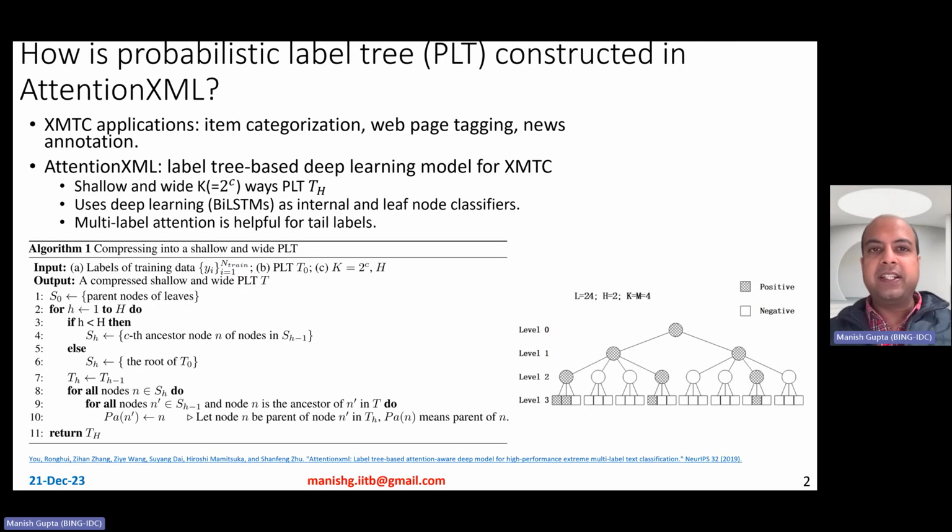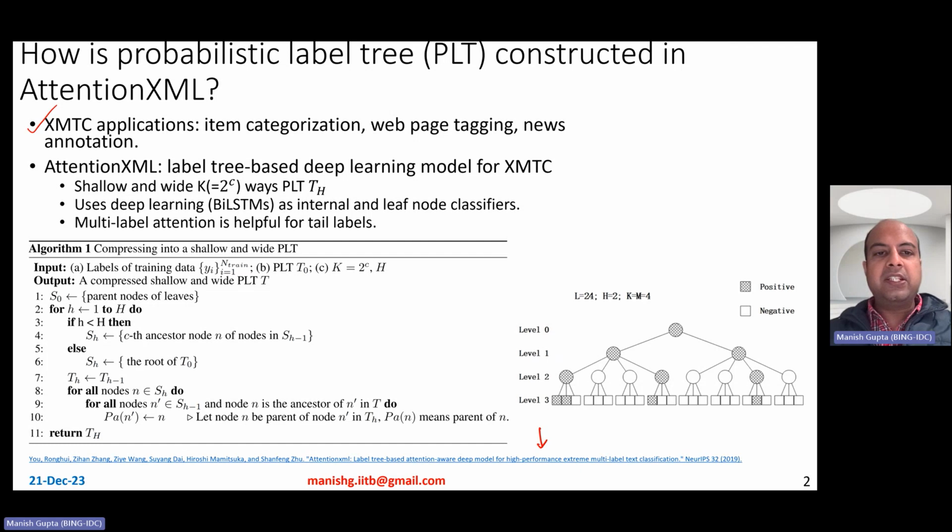In short, it is a deep learning based method, also related to label trees, for extreme classification problems. What are extreme classification problems? Problems where you have an input data point and you want to classify it into a few of several labels. This label set is very huge, and that is why it is called extreme classification. You want to classify this point into a subset of those labels. Specifically in this paper, people deal with extreme text classification, and there are many applications for extreme multi-label text classification, like item categorization, web page tagging, news annotation, and so on.